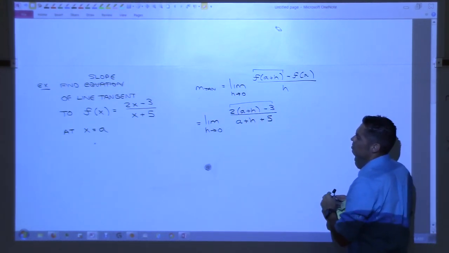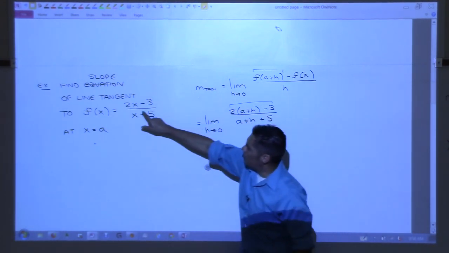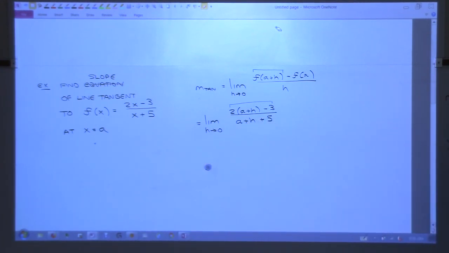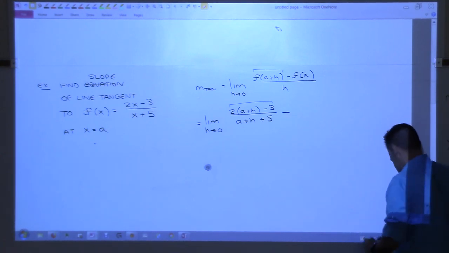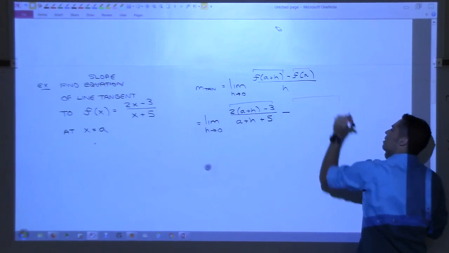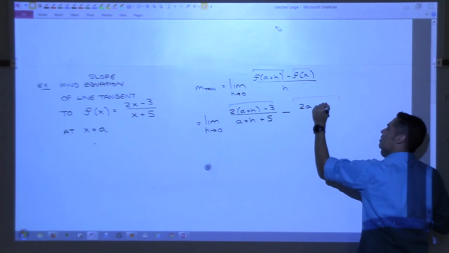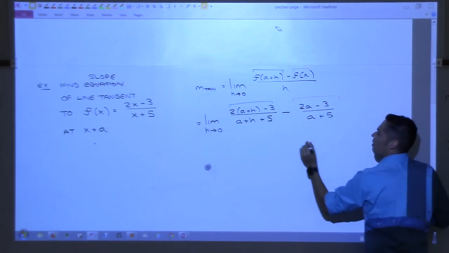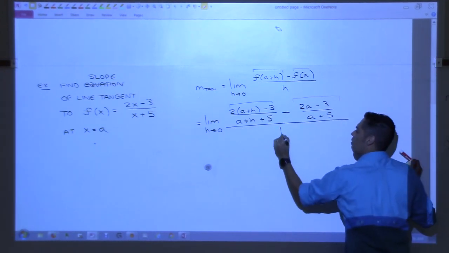Yeah, I'm taking a plus h and I'm putting it here and here. Now I still need to do minus f of a. f of a, this part, is going to be what? 2a minus 3 over a plus 5. All of this, the entire thing, over h.